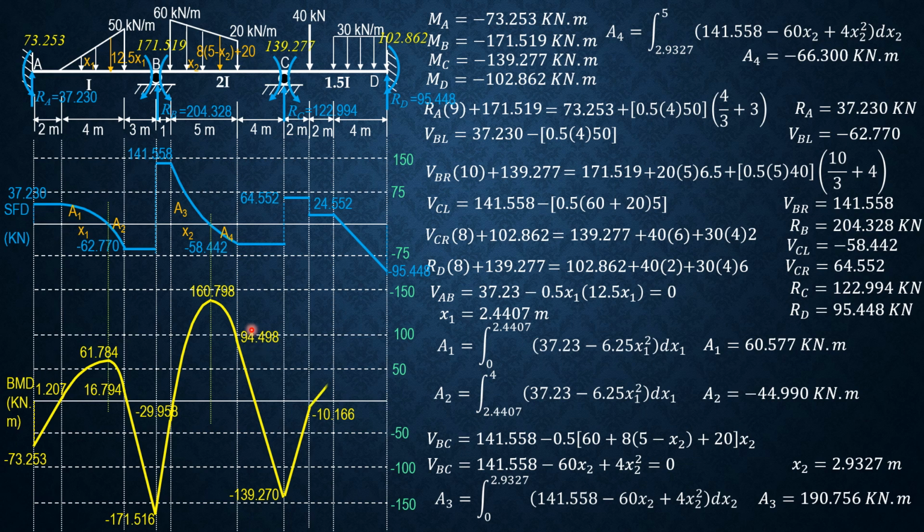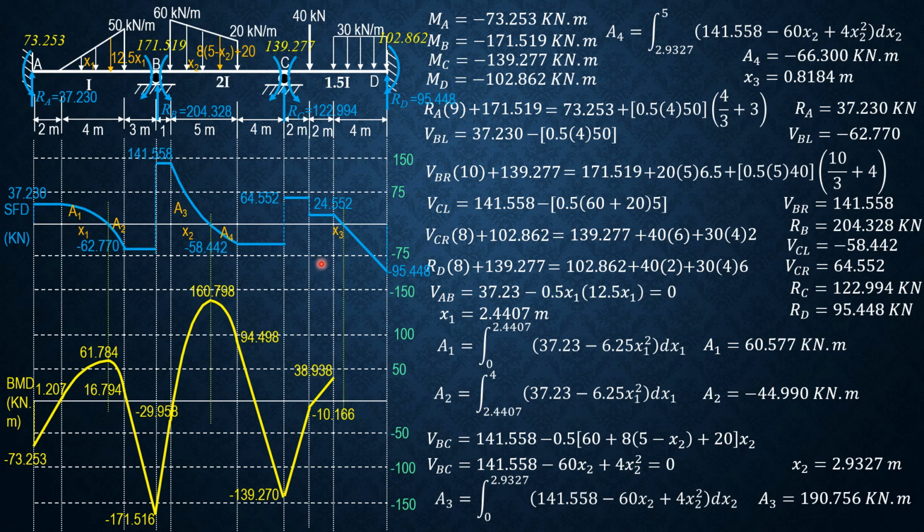Then plus area 4, which is negative 66.3, goes down to 94.498. Then plus this area, which is negative 58.442 times 4, goes straight down. And the value here is negative 139.27, which is supposedly the moment at C. The moment at C is negative 139.277. This is negative 139.270, so there's a very small discrepancy of 0.007. And that's practically the same.